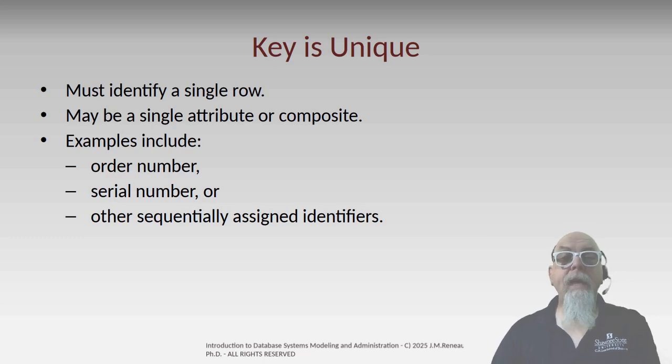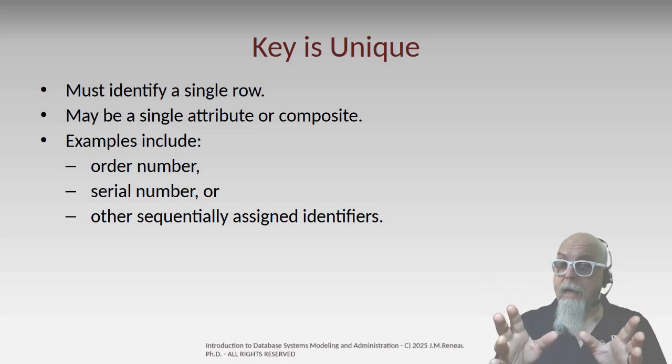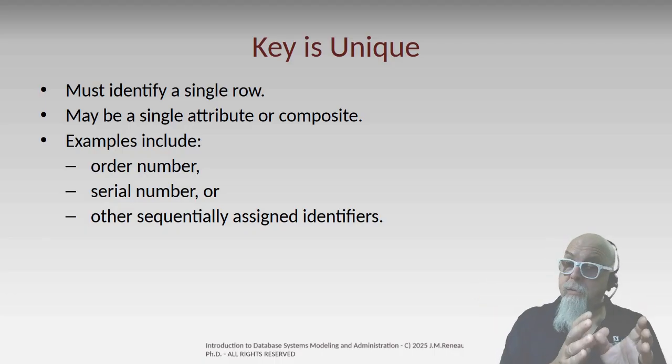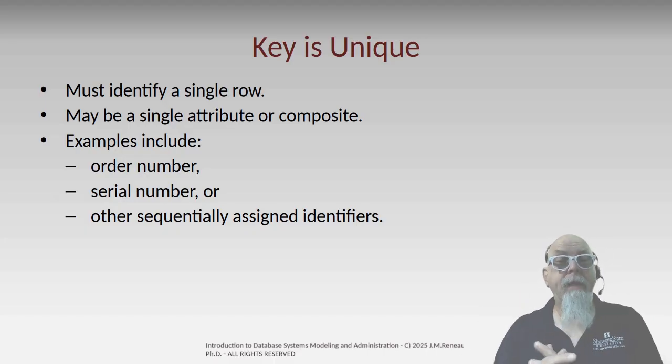So, a key must be unique. It must identify a single row. And a key can be made up of a single attribute or multiple attributes, and we'll talk about that later.